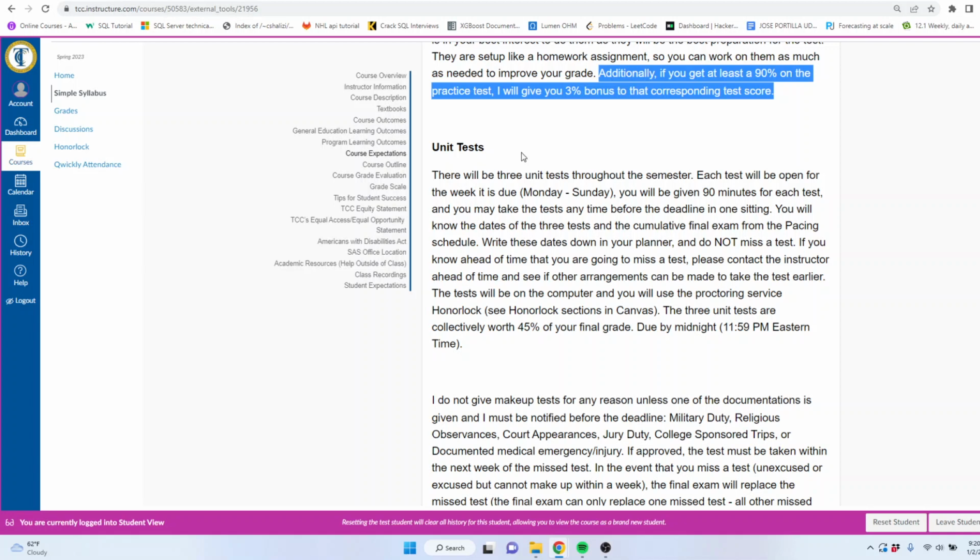But they will be available for the entire week, so Monday to Sunday, and you'll be given 90 minutes for each test. And you may take the test at any time, you just must do it in one sitting. So as soon as you start the test, you have to sit down for the full 90 minutes, or however long it takes you to take the test, and do it just like if you were in class. You can't decide, oh, I'm going to take it in the first half on one day and then come back to it the next day. That's not how tests work. The final exam is exactly like that, except it's 2 hours long instead.